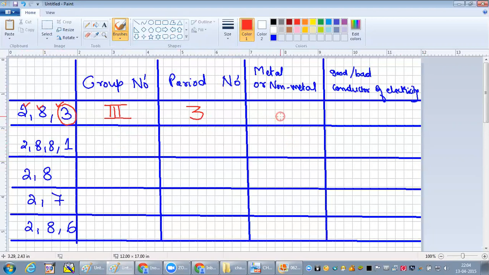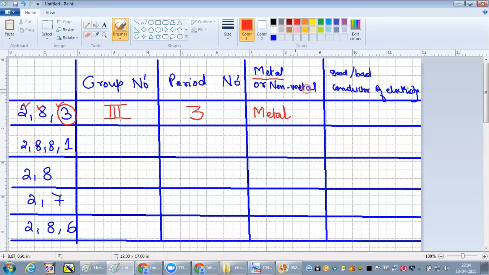The third part of the table, you have to state whether it is going to be a metal or a non-metal. When an element is a metal, it is going to have either 1, 2, or 3 electrons in its outermost shell. Because it is having 3 electrons in its outermost shell, therefore it is going to be a metal. Sir, can you repeat what you said for metals? If it is having 1, 2, or 3 electrons in its outermost shell, then it is going to be a metal. If it is going to have 4, 5, 6, 7 electrons in its outermost shell, it will be a non-metal.